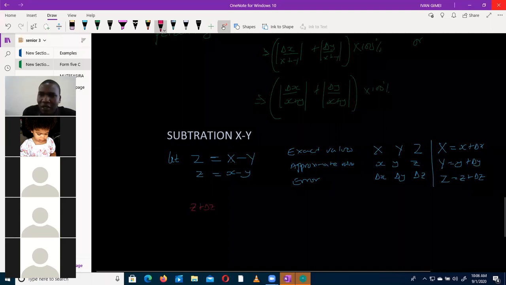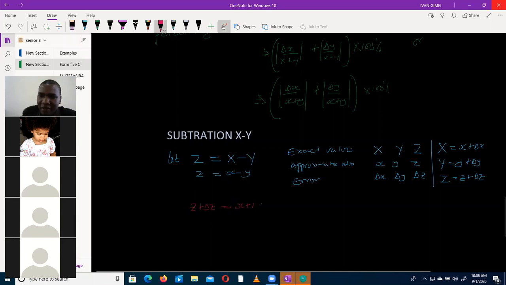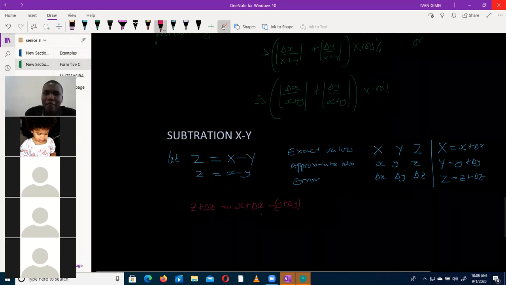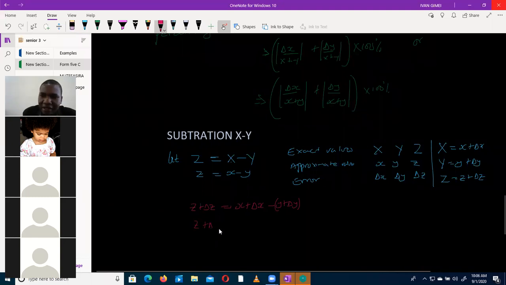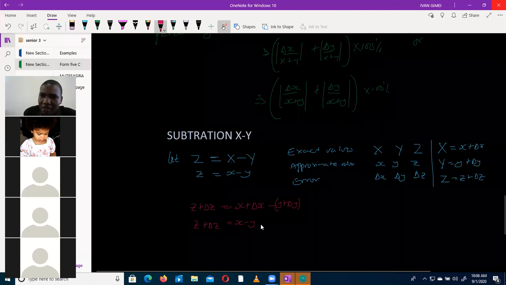Equals the approximate value of x plus the error made in x, minus the approximate value of y plus the error made in y. But now, to shield this negative, I can put a bracket here to make sure this is one thing. So my z plus the error made in z. The next thing is I'm going to collect the x minus y. That will be equal to x minus y plus error in x minus error in y.